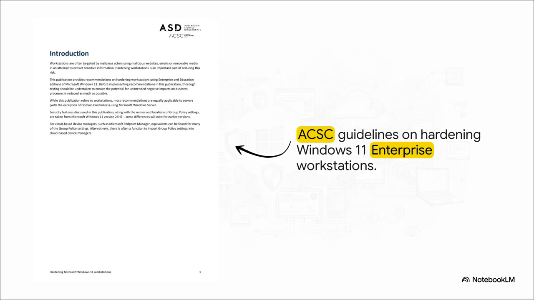The Australian Cybersecurity Centre, or ACSC, produces highly respected guidelines for hardening workstations against malicious actors. We reference them because they are widely considered a global gold standard for practical threat mitigation. They strictly recommend utilizing Enterprise and Education editions of Windows 11 specifically because of this deeper configuration control we just discussed. When you're trying to mitigate advanced threats from malicious websites or emails, having an OS that allows for total lockdown isn't just nice to have, it is absolutely foundational.